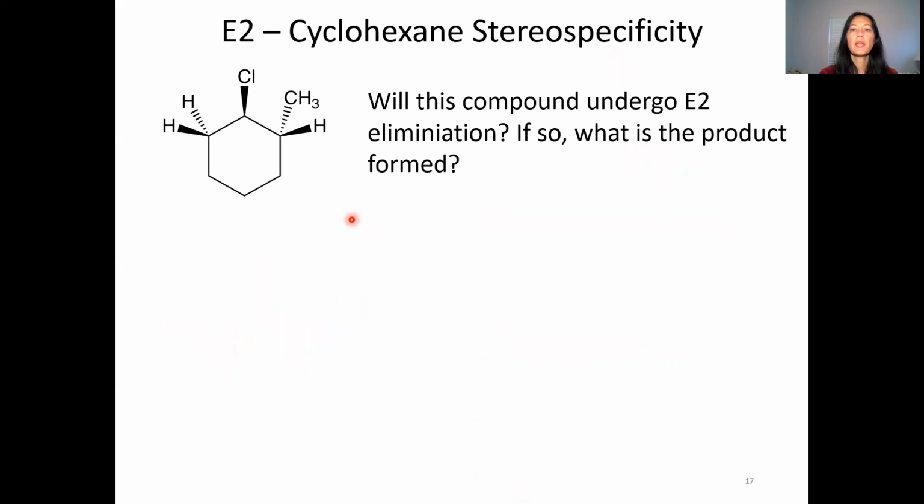How about this guy? Will this undergo E2 elimination? And if so, what's the product formed? So pause this, take a moment to think about it, draw a chair structure, and make sure your chlorine draw the correct chair structure. You might have to play around with flips or whatever, but make sure your chlorine is up and axial. So you could just actually place it around the ring till you find one that's right.